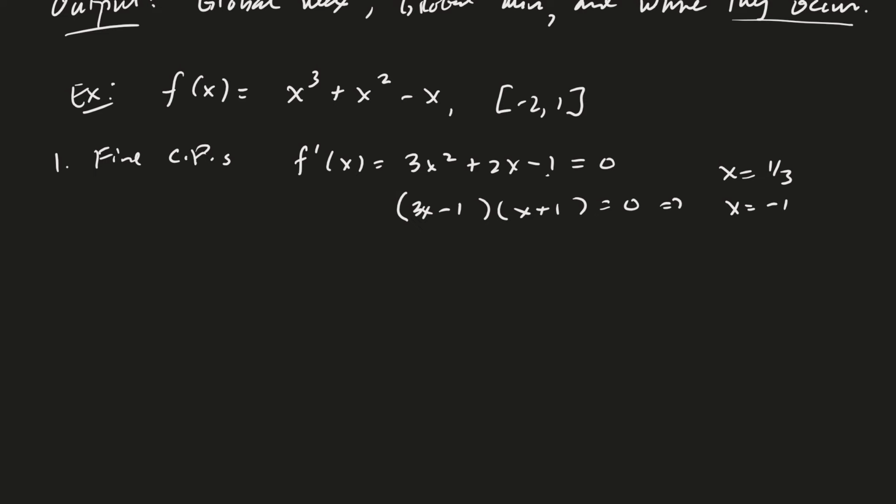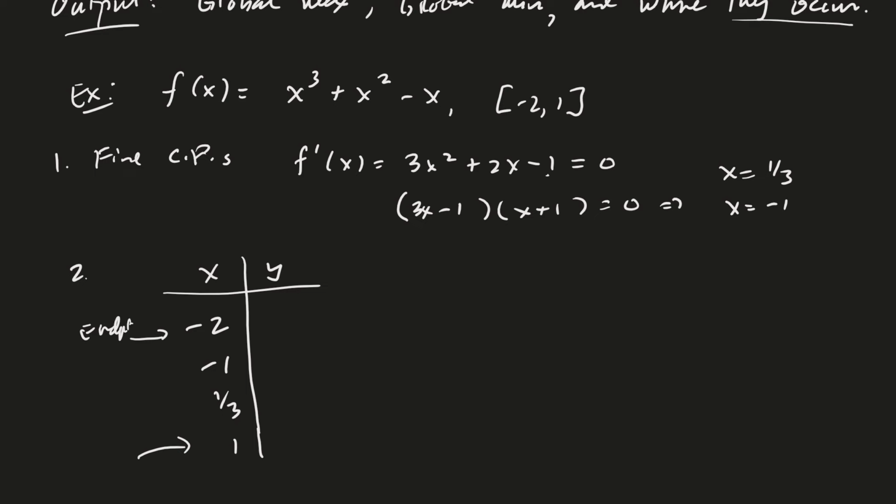Step 2 is just to build the table: x, y. And list your endpoints. I like to put things in order so I can see where things are going. So that'd be -2, -1, 1/3, and 1. Notice those are endpoints, endpoint, endpoint, and these are critical points. Then on this side, we'll list the y values.